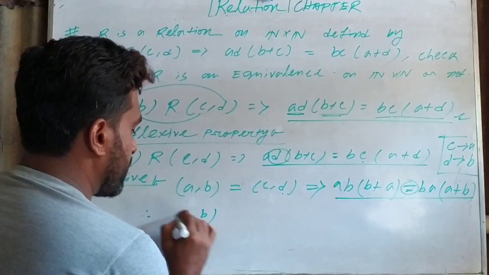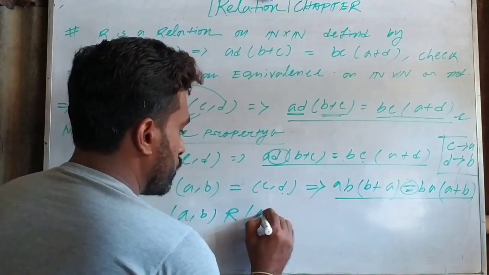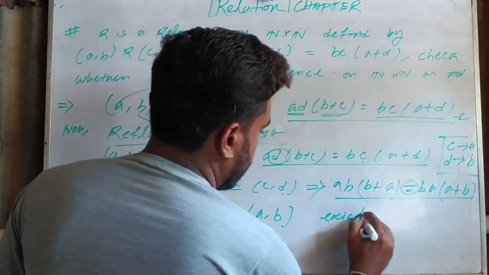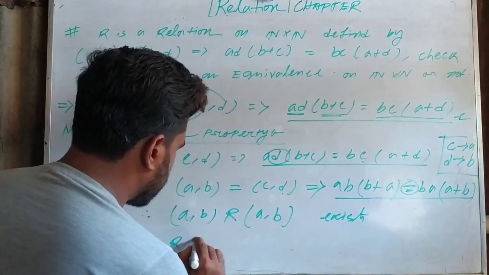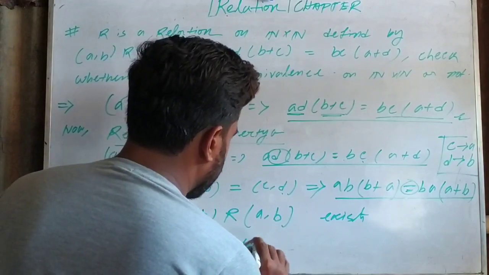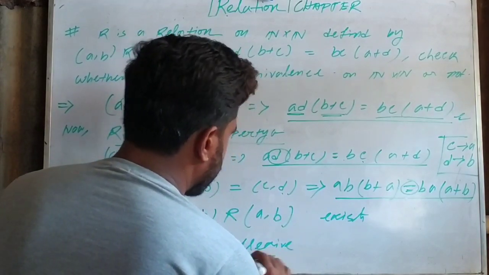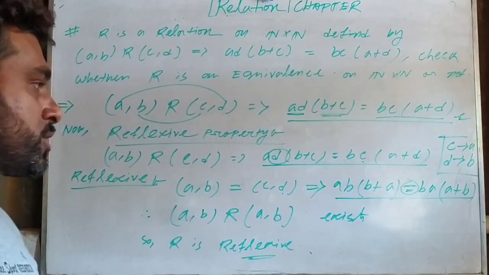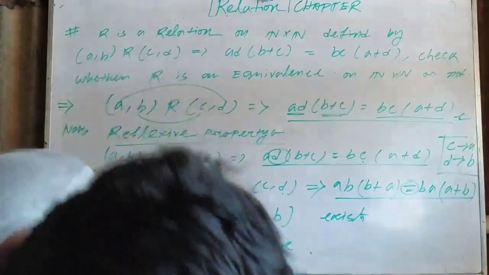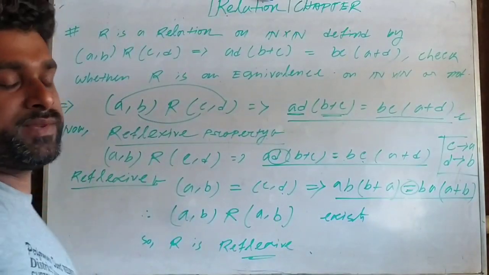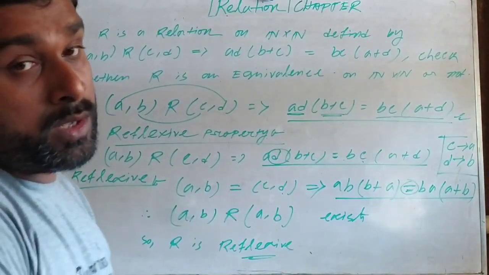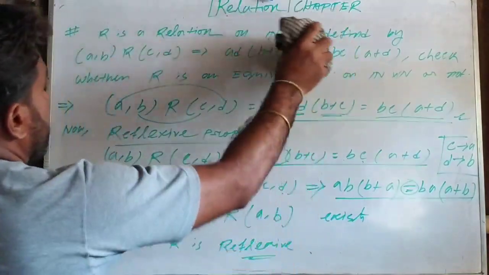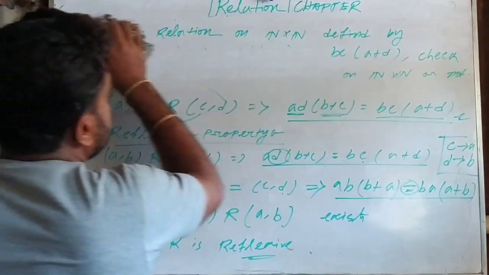So that means we can construct a mapping between two ordered pairs. Two same ordered pairs exist. So R is what? R is reflexive, because the relation between two same elements is there. If you have the relation between two same elements, then the reflexive property holds.